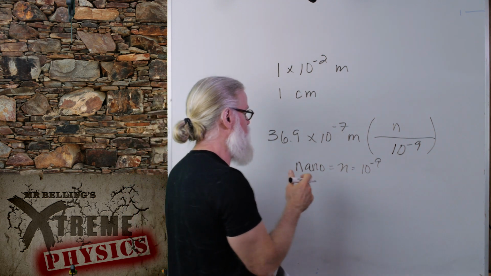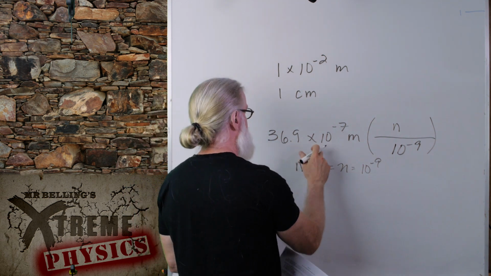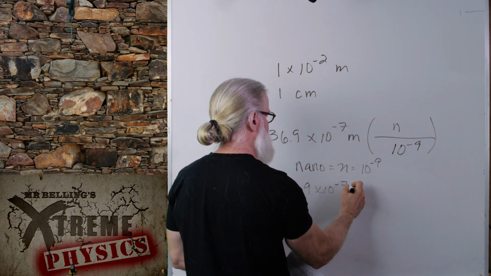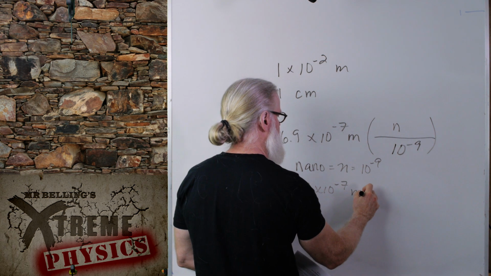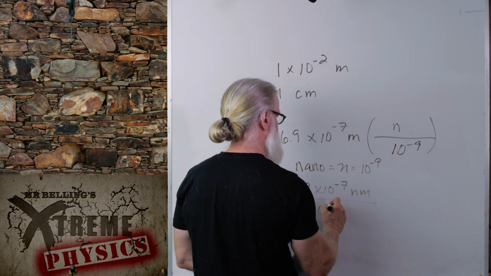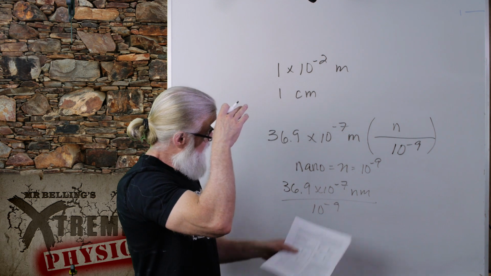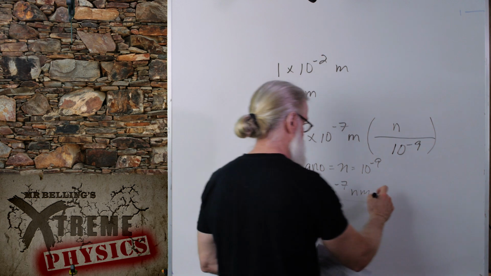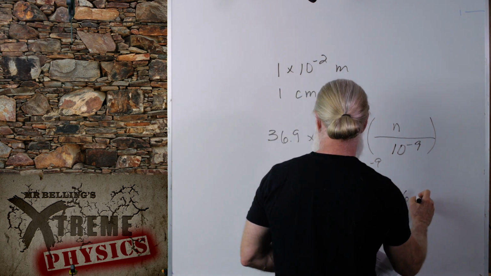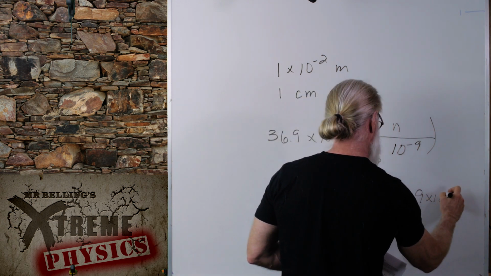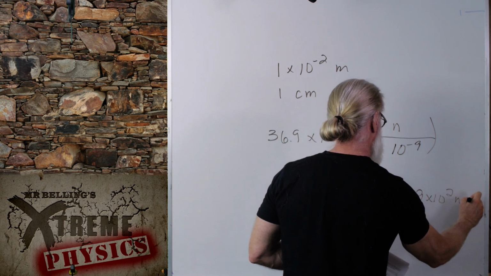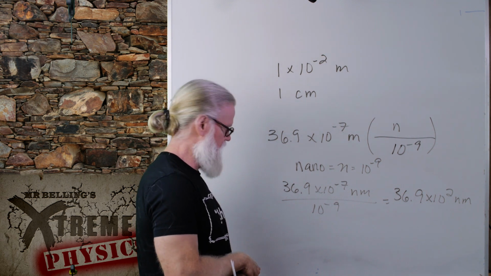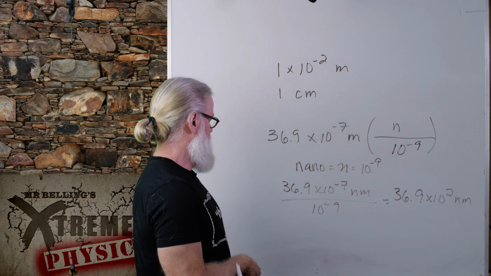So then I just kind of work my numbers out. Let's see. So I ended up with 36.9 times 10 to the minus 7 divided by 10 to the minus 9 nanometers. All right. Well, what is 10 to the minus 7 divided by 10 to the minus 9? I believe that is 10 to the 2, right? 36.9 times 10 to the 2 nanometers. 10 to the 2, right? I think so. I don't have my calculator here, but I think I could do that in my head, right?